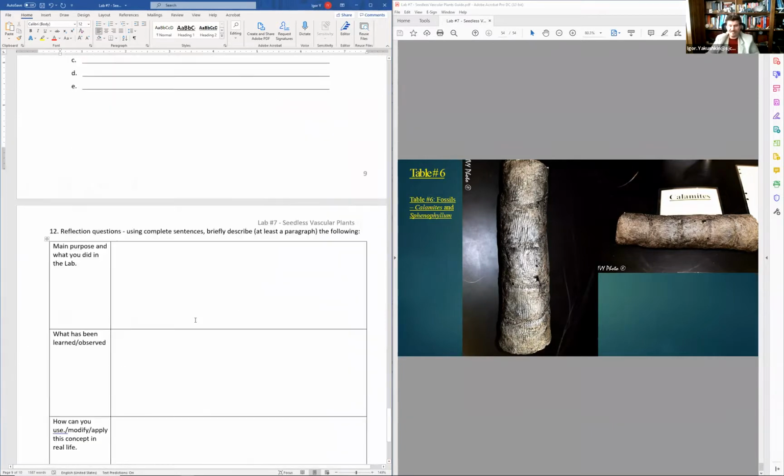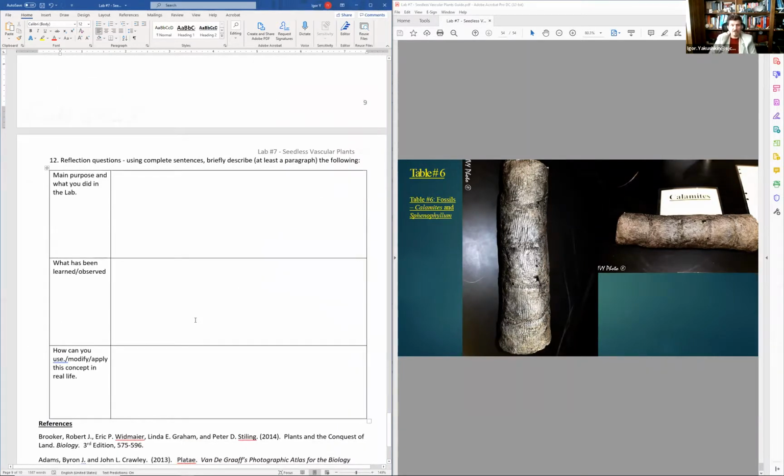Well, reflection questions. I start deducting points for not following the instructions. I need something. One sentence is not a paragraph. I literally still have students asking what the main purpose was of what we did in lab. We did ferns. We studied ferns. We observed ferns. We observed seedless vascular plants. In lab 7, we observed seedless vascular plants. Not good enough.